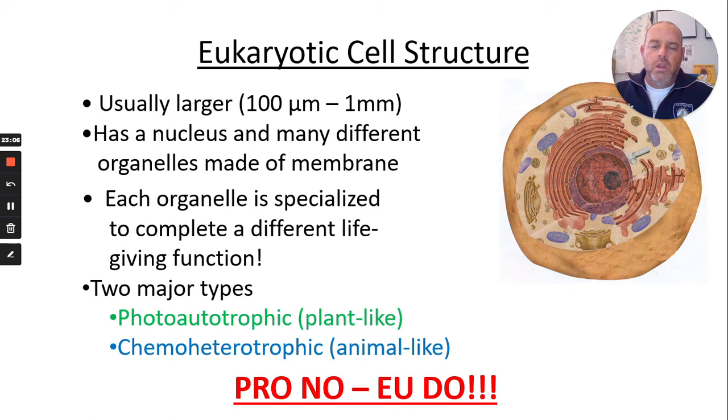Pro no you do. This is just a phrase I use in regular bio, and I bring it back for AP bio. If you've had me before, I'm sure you've seen it. Those of you that haven't probably are very confused. Pro no you do. Prokaryotes, no nucleus, no membrane-bound organelles. Eukaryotes do have a nucleus and membrane-bound organelles. So there you go. Little simple phrase to help you remember.